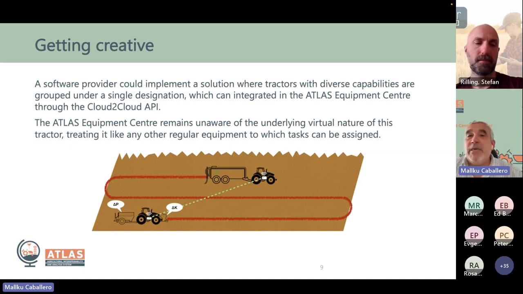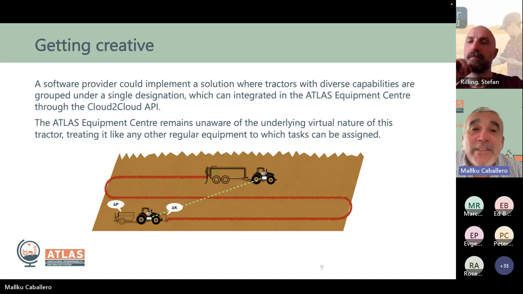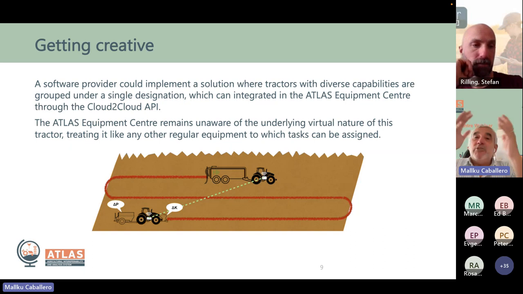So, saying, hey, maybe I have a slurry tanker with an NIR sensor on it. Then I have another tractor with a spreader, and a third one maybe even with a sprayer. I group all those under one single designation, which I can make visible in the equipment center. So to the equipment center, I would just have one virtual tractor.